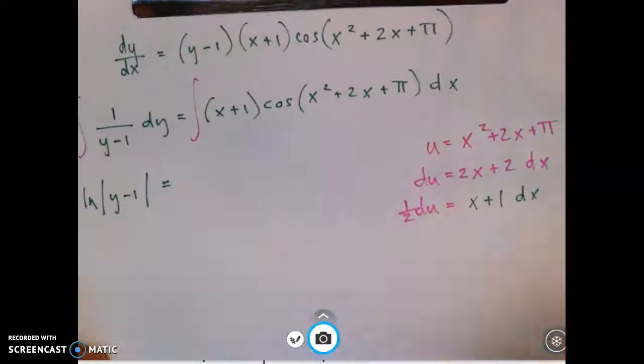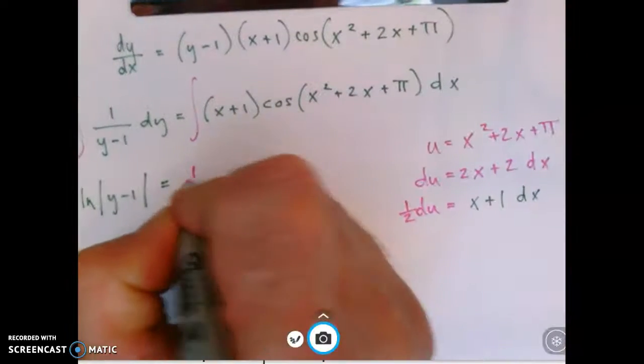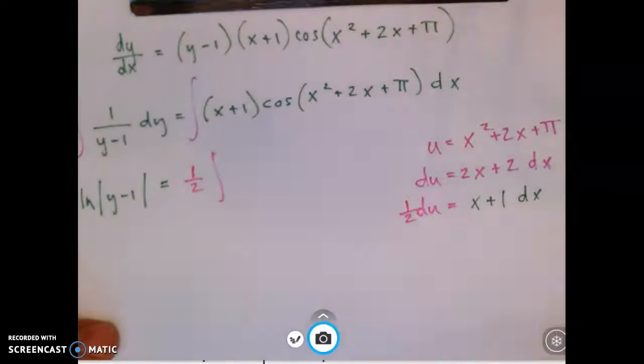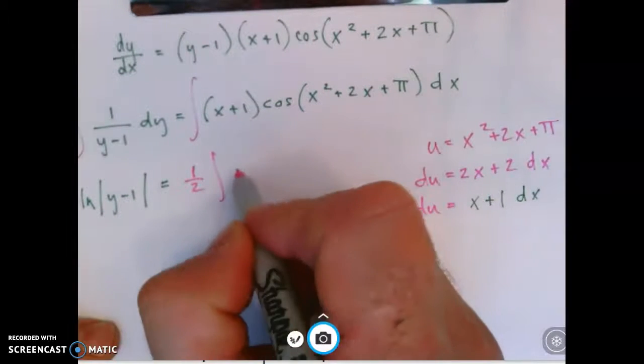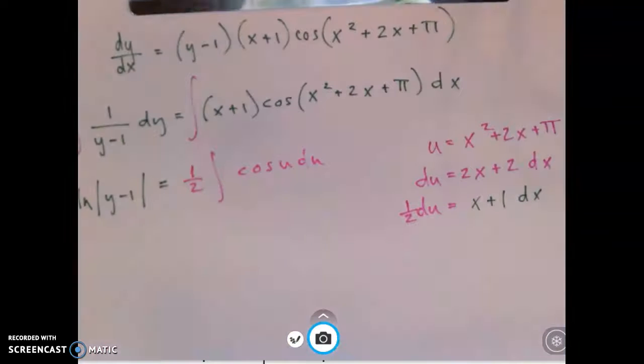So now we're going to rewrite this side, before I integrate it, as 1/2 integration of, now all of this other stuff goes away, and it simply becomes cosine of u du. Now that's a much easier way to deal with this at this point.